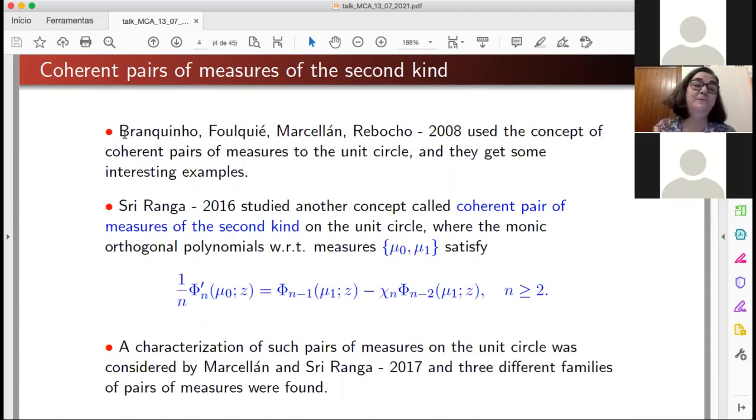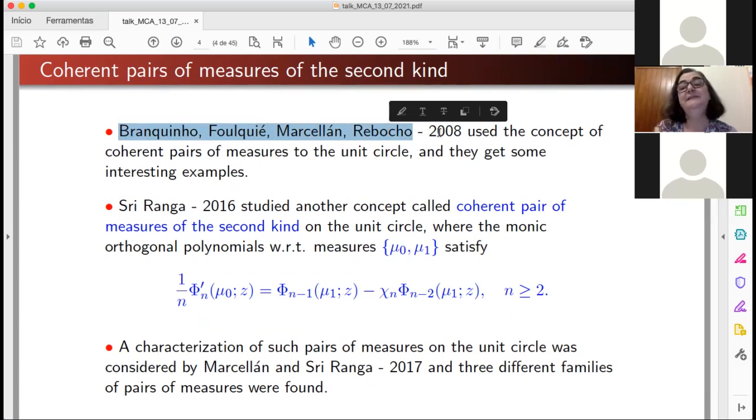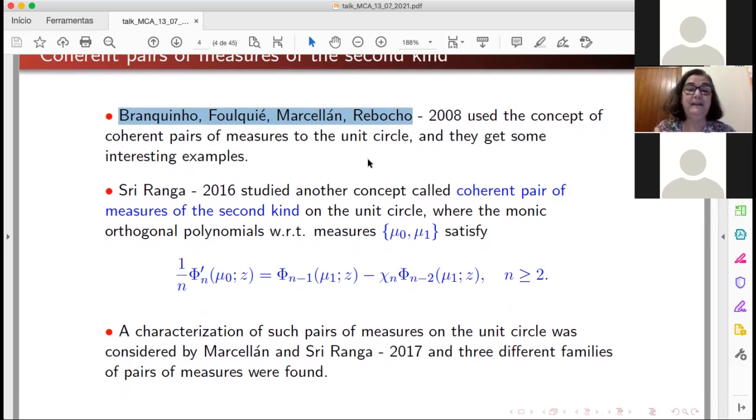For example, Amilcar, Ana, Paco, and Maria das Neves, in 2008, used this concept of coherent pair of measures, and they obtained interesting examples on the unit circle for this kind of orthogonality. But what we are going to use today is another concept, used by my colleague Ranga in 2016. He used a coherent pair of measures of second kind.